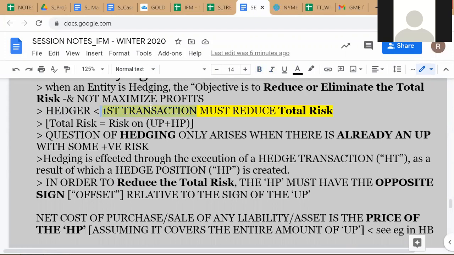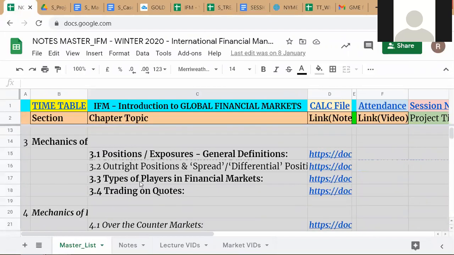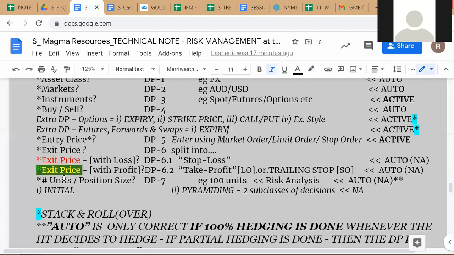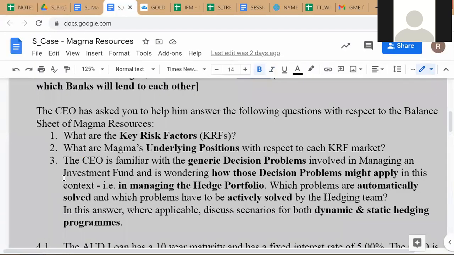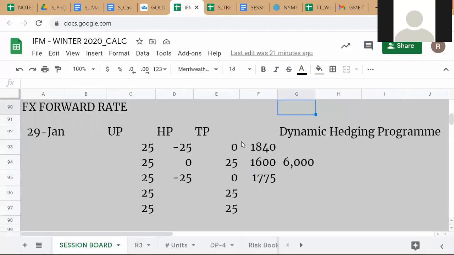If you go back to your notes file, there are your additional notes, types of players in financial markets. Please read this note. You'll see a detailed discussion of hedgers, speculators, and all these people. My definition of hedger is that the first transaction must reduce the total risk. Total risk is defined as UP plus HP. Only the first transaction has to reduce total risk, because this will lead you soon to the golden rule of hedging, which we'll come to, and which we have already discussed briefly. So now you understand, Siddharth, what I was saying? It's the first transaction which has to reduce total risk.